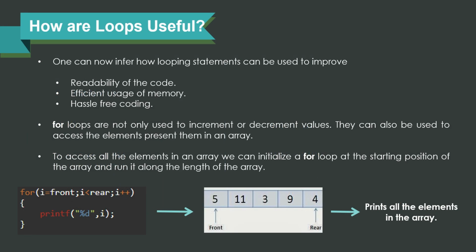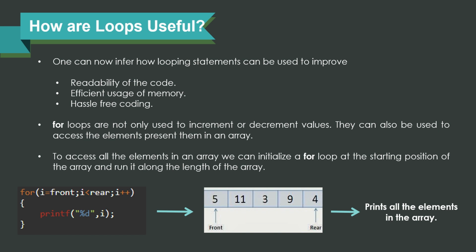One can infer in the looping statements that the readability of the code is highly increased. The efficient usage of memory is there. We are not writing so many lines of code. Hence, when you compile it, it becomes binary. Once it becomes binary, it has to be stored. So the amount of space needed for storing a longer code is definitely much more troublesome than storing a shorter code. So when you use loops, it becomes lighter.